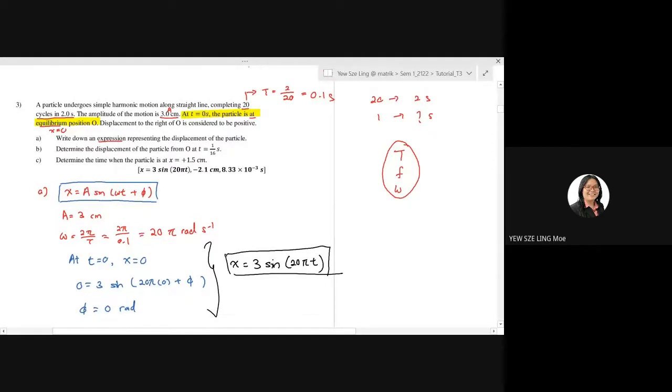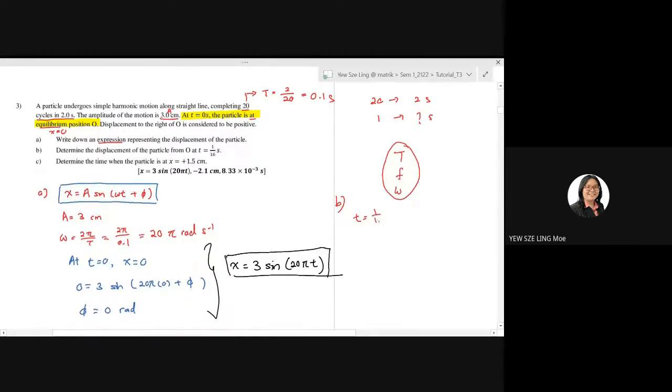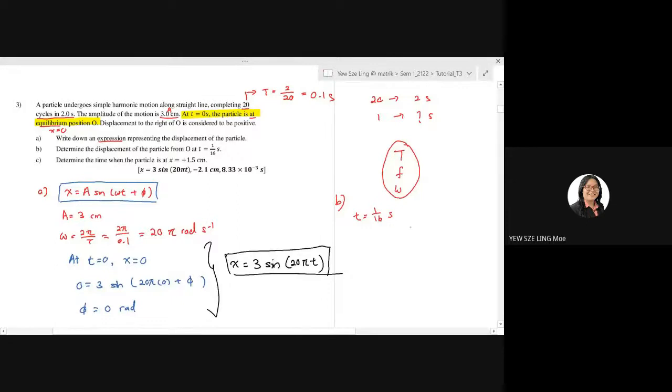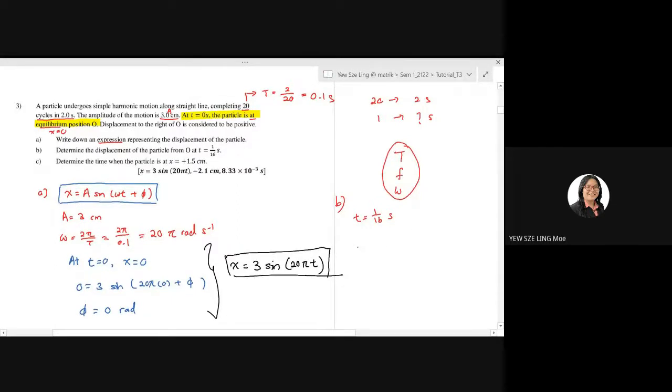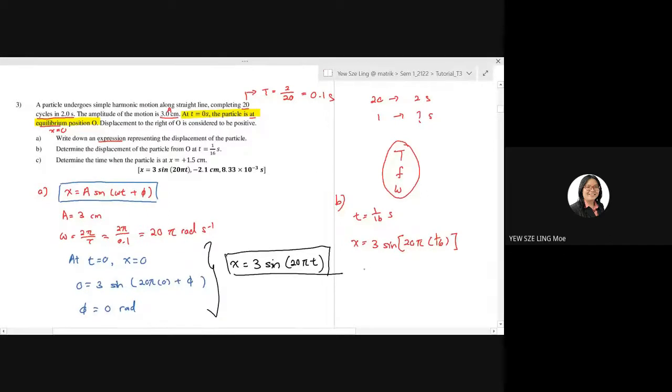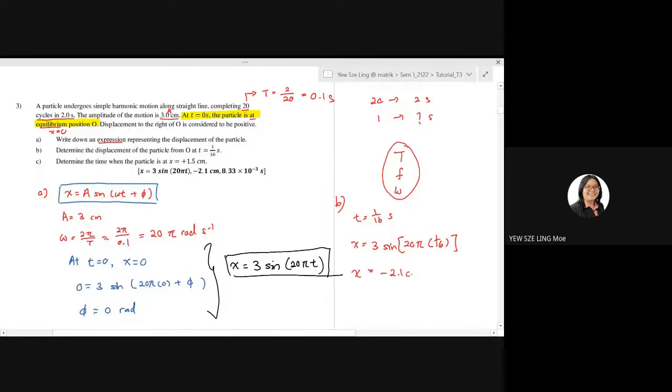Question B. Okay, now let's move to question B. Determine the displacement of the particle at time t equals 1 over 16 second. It's very simple. Basically, you just plug in the value. So x is equal to 3 sine 20 pi times 1 over 16. Therefore, x is equal to negative 2.1 cm.